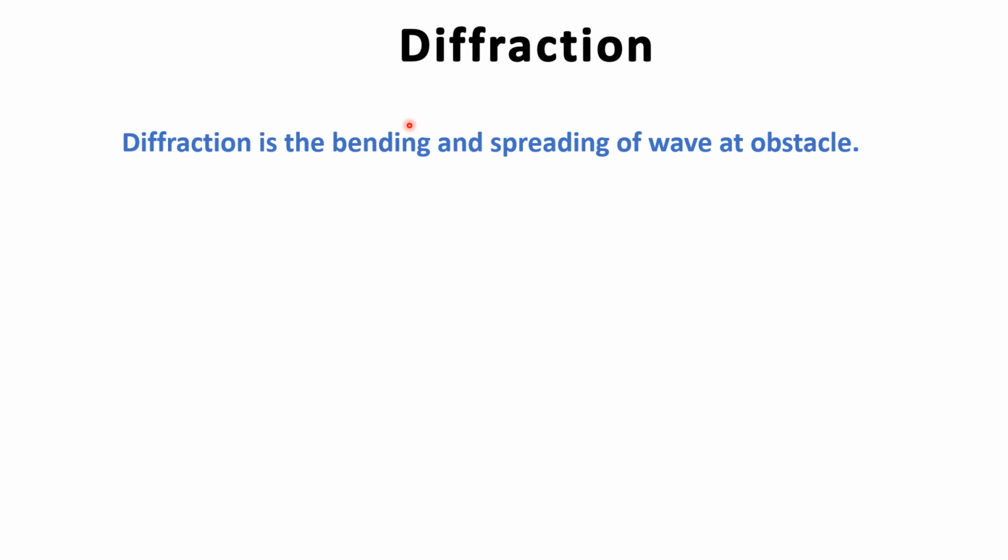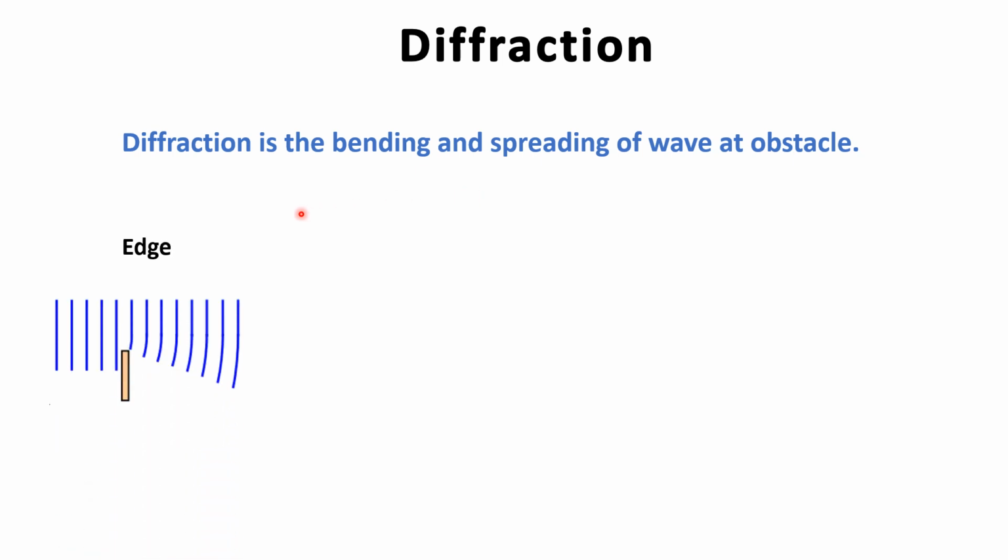Diffraction is the phenomenon of bending and spreading of waves at some obstacle. The obstacle can be in the form of an edge or any slit or a number of slits. If you can see the image, at the edge of the obstacle, the light wave tends to bend.